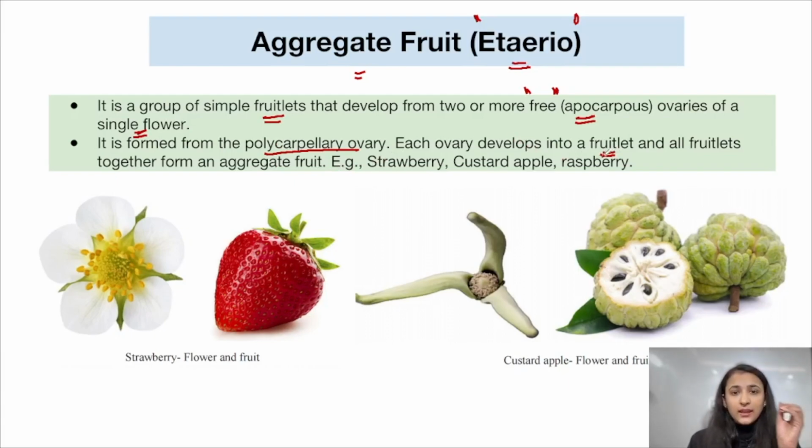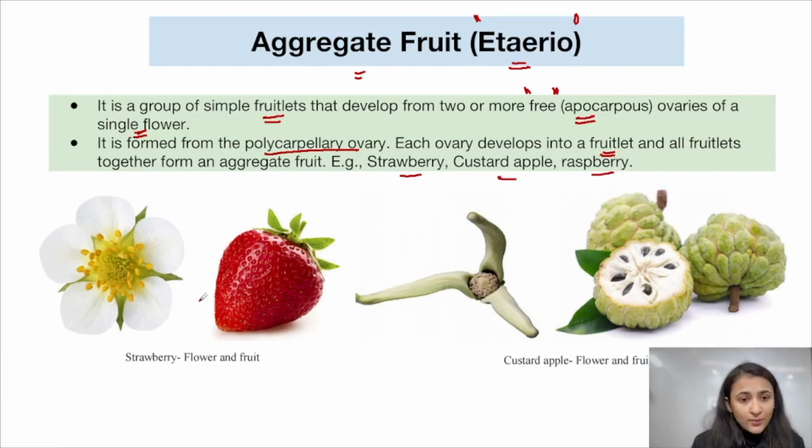So each ovary of each carpel will develop into a fruitlet, and all the fruitlets together form an aggregate fruit. They come together, all the fruitlets, in order to be called an aggregate fruit. So examples of such fruits are strawberry, custard apple, raspberry, etc.